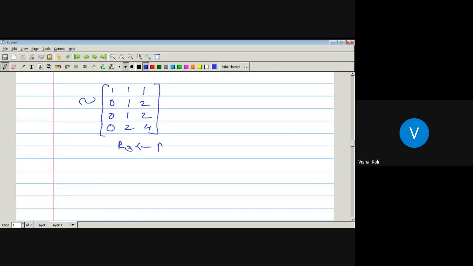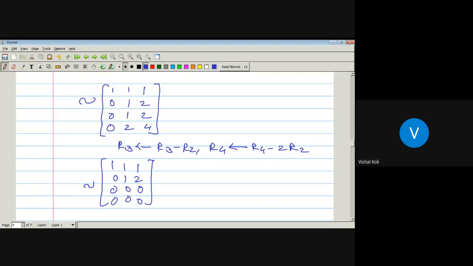R3 is changing to R3 minus R2, and R4 is changing to R4 minus 2 times R2. Now the first row is as it is: 1 1 1, 0 1 2 as it is. Now R3 minus R2: 0 minus 0 is 0, 1 minus 1 is 0, 2 minus 2 is 0. R4 minus 2 times R2: 0 minus 0 is 0, 2 minus 2 is 0, 4 minus 2 into 2, that is 4, 4 minus 4 is 0.